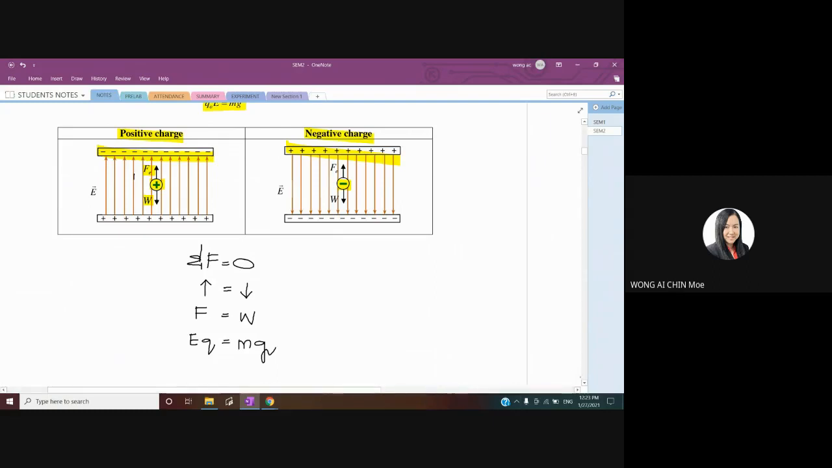Initially the charge is not moving, but when we turn on the power supply, a positive charge will attract to the negative plate, and a negative charge will attract to the positive plate. So this is the first one. Next we go to case number 2.